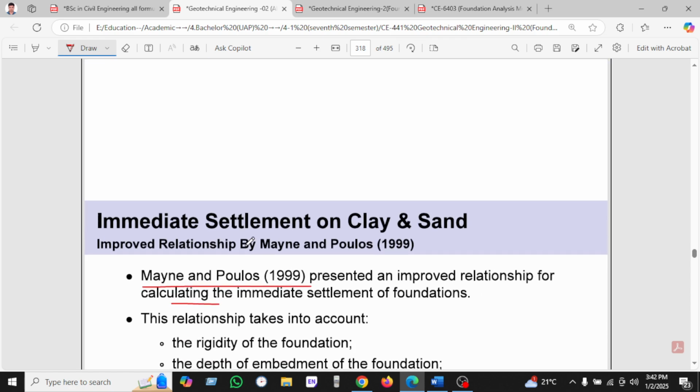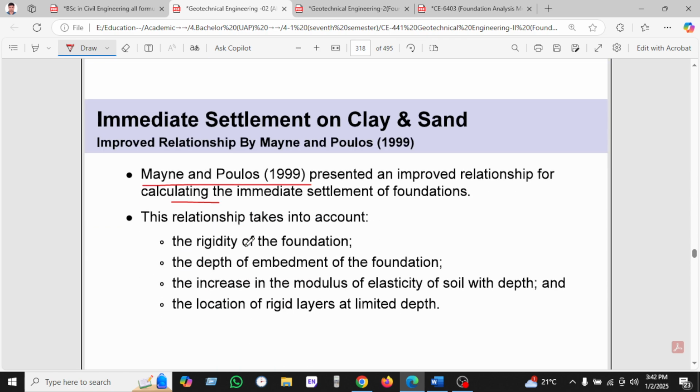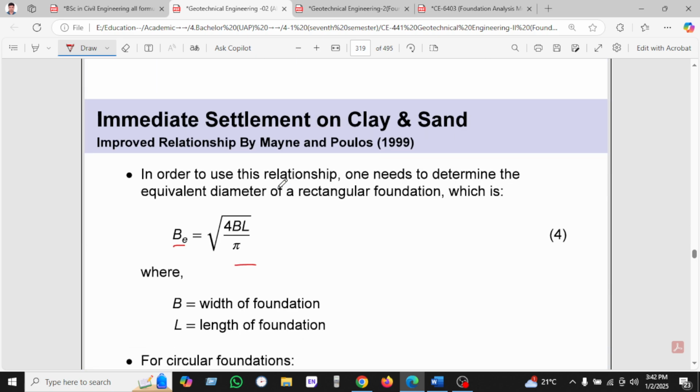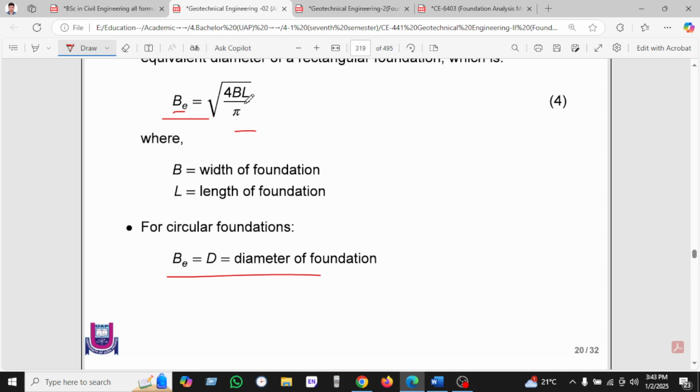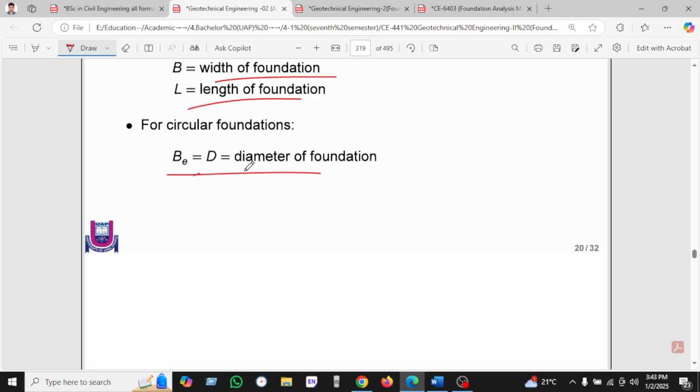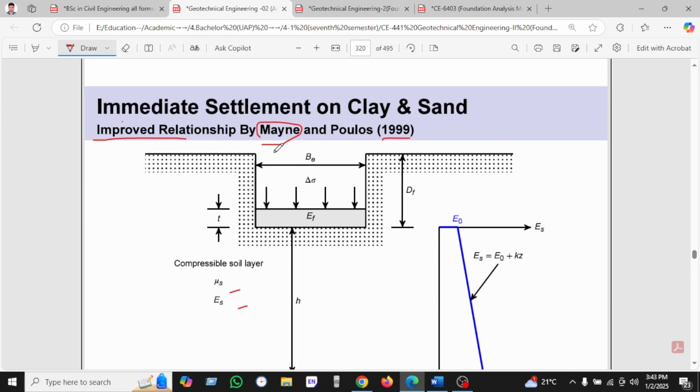So we can see here another improved immediate settlement is given by Mayne and Poulos. Here B equal to root over 4BL by pi, where B is the footing length and L is the dimension. B is the diameter of the footing. This improved relation by Mayne and Poulos was given in 1999.